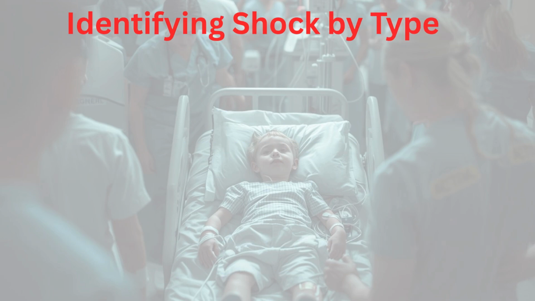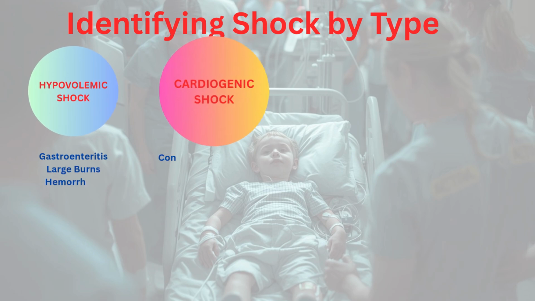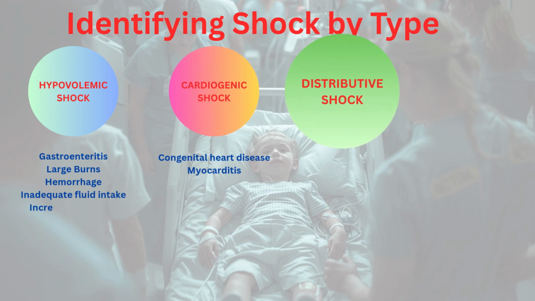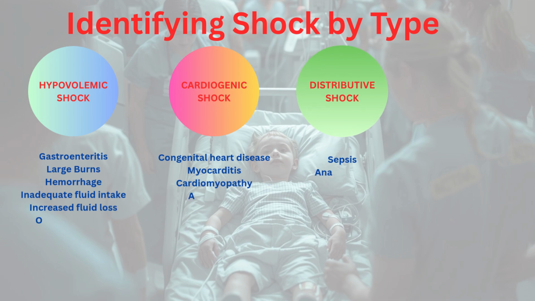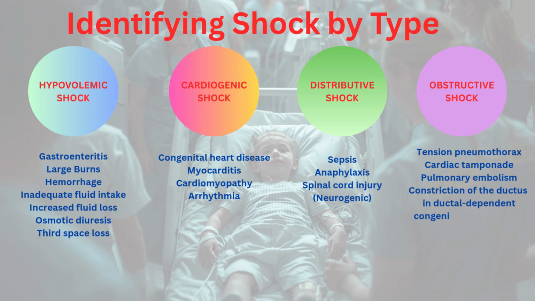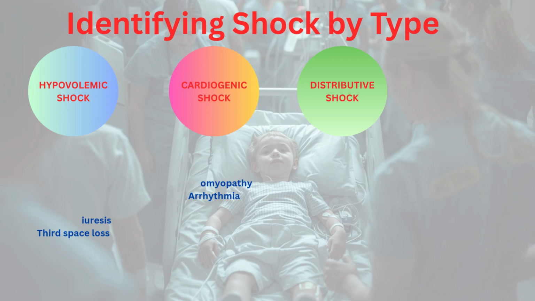Now that we know how to spot the severity, let's identify the four main types of shock. Hypovolemic is primarily fluid loss from gastroenteritis or hemorrhage. Cardiogenic is a pump failure issue, like congenital heart disease or myocarditis. Distributive involves abnormal vascular tone, seen in sepsis or anaphylaxis. Finally, obstructive shock involves a physical block to blood flow, like a tension pneumothorax or cardiac tamponade.